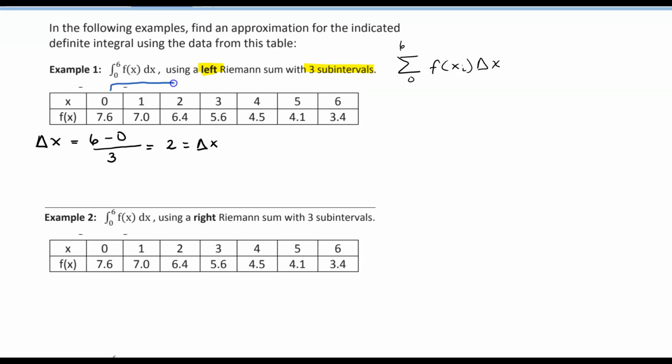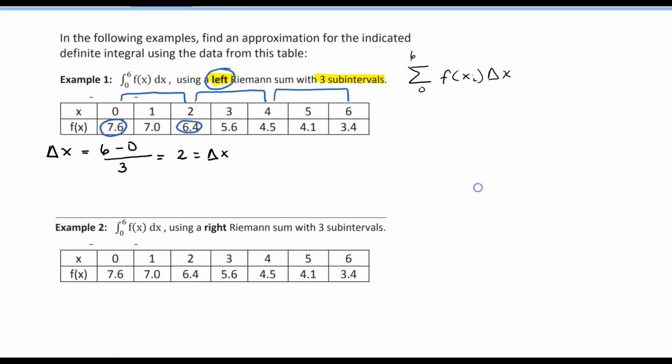So I am going to have a rectangle basically every 2 units. Let's take a look here. 0 to 2, that's one rectangle. 2 to 4 is another rectangle. And 4 to 6 is another rectangle. If I'm looking at the left value, I'm going to be looking at the leftmost value in that interval. So here is the leftmost value, 7.6 from 0 to 2. From 2 to 4, my leftmost value is this right here, 6.4. And from 4 to 6, my leftmost value is 4.5.